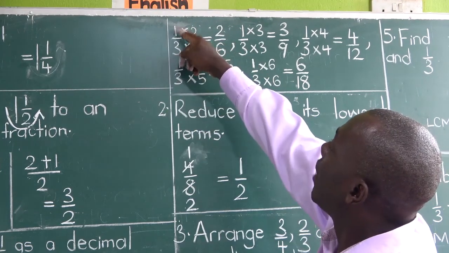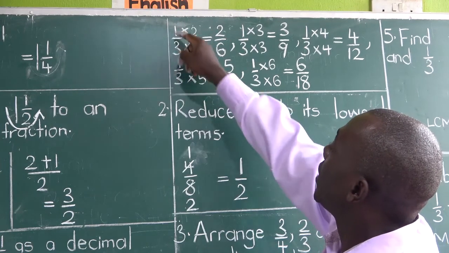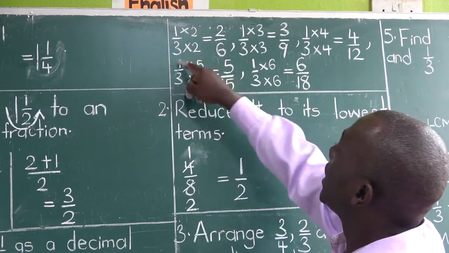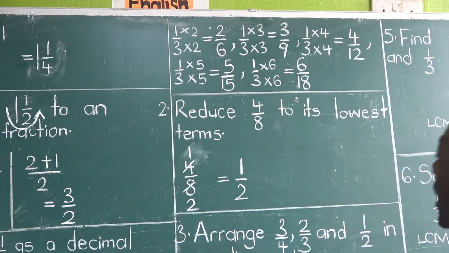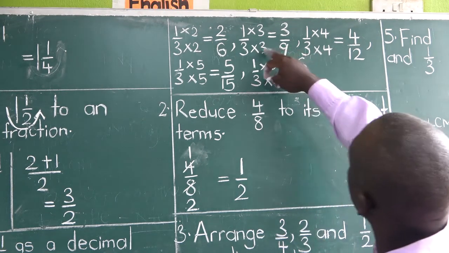That is 1 times 2 and 3 times 2, where 1 times 2 you get 2 and 3 times 2 you get 6. So the first equivalent fraction to a third is 2 out of 6. Now let's get the second equivalent fraction.